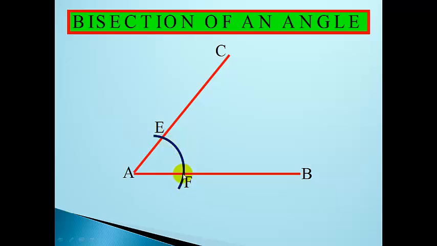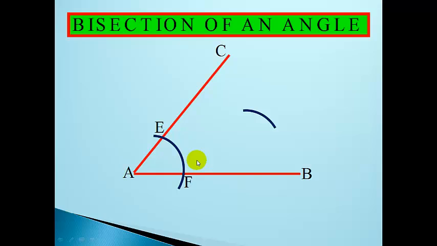Now you stand at F and describe an arc as shown. Now you stand at E with the same radius that you used in describing the first arc, and describe another arc as shown. Where the two arcs intersect, name it point D.